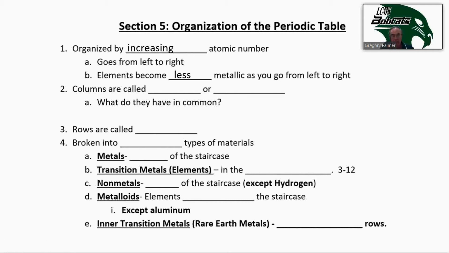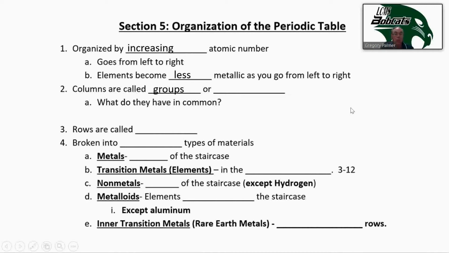So way over in family 1 on the left, the family 1 elements like sodium and potassium are described as being very metallic. And as we go all the way over to family 8, neon and argon, which are gases, are very non-metallic.